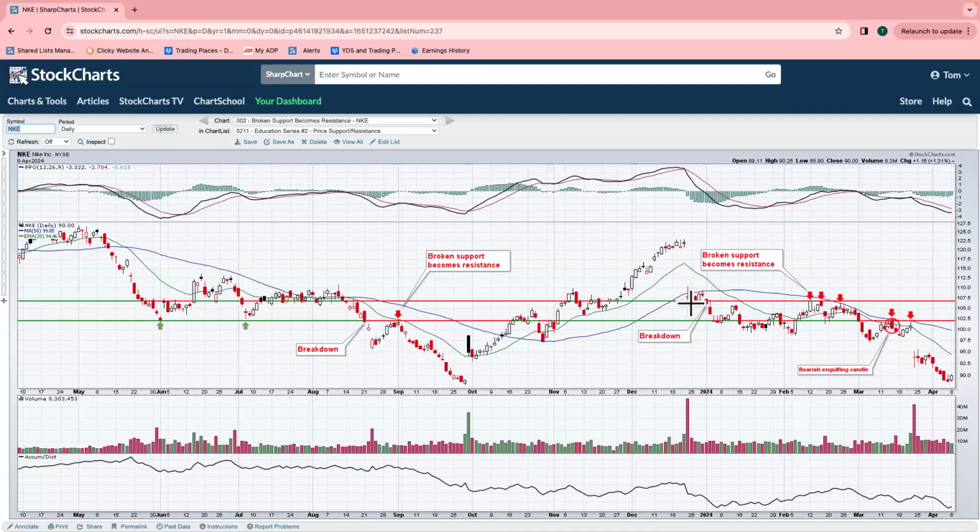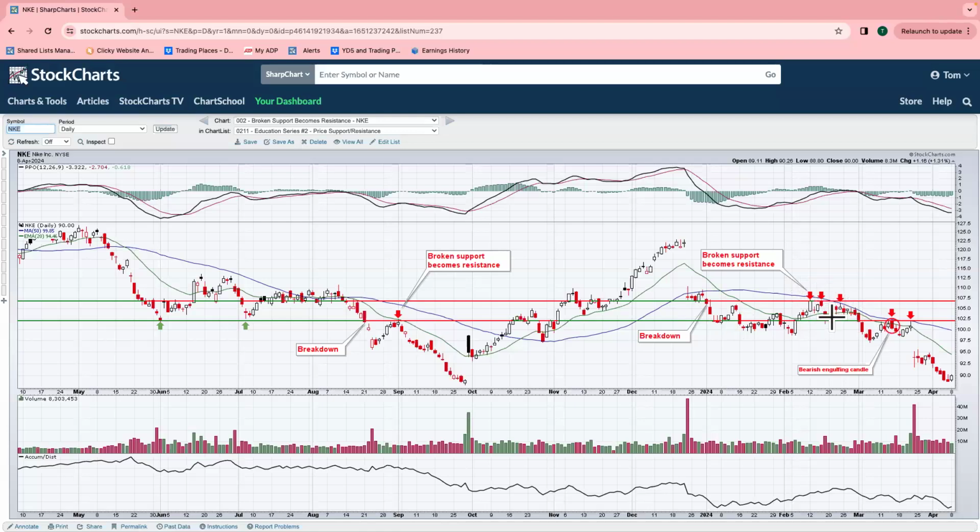Ultimately, when we did come back up, we ended up failing right where we broke down. Broken support right here, even though it was short-term support. We broke down and eventually came back up, tested it, and this time we've got the 50-day moving average kind of boxing us in, not allowing us to make that move to the upside.